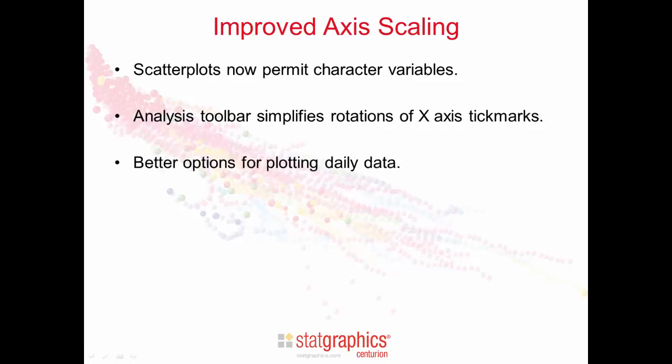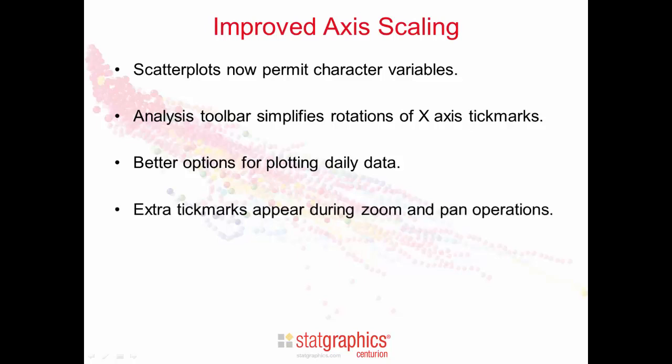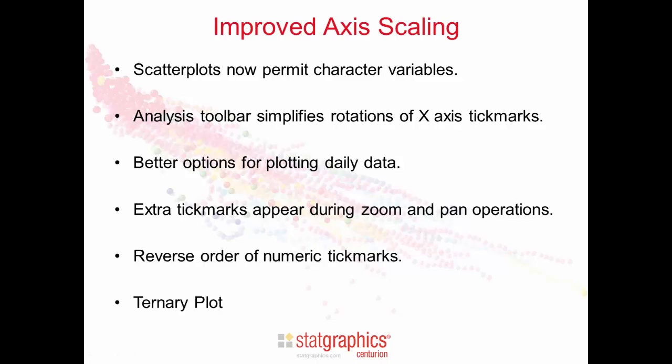We'll see better options for plotting daily time series data. We'll also see how extra tick marks appear on the axes during zoom and pan operations. We'll see how to reverse the order of numeric tick marks on any axis. And finally, we'll examine the new ternary plot.